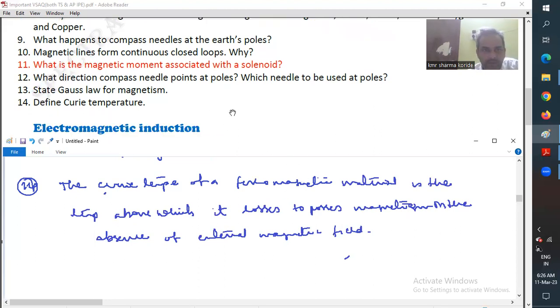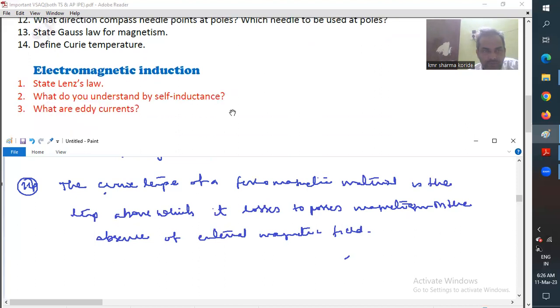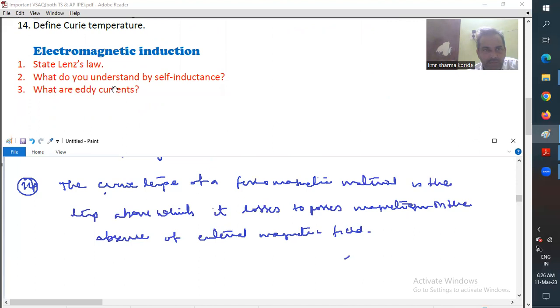In my next video, I'll continue with VSAQs, and of course, this is optional, electromagnetic induction. This is safe side only. But in general, they are not asking. Nowadays, they are not asking any VSAQs from electromagnetic induction. But I'll continue with VSAQs in electromagnetic induction.